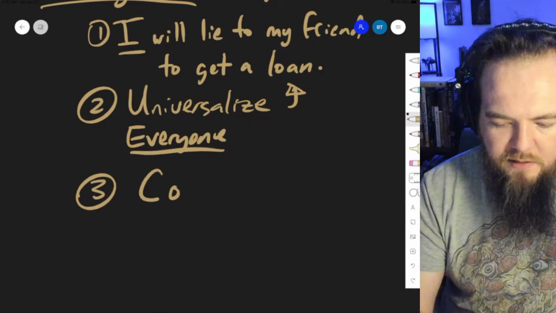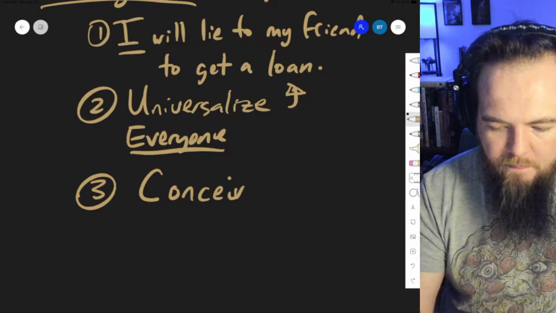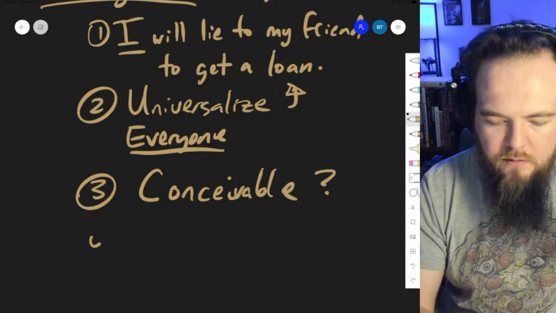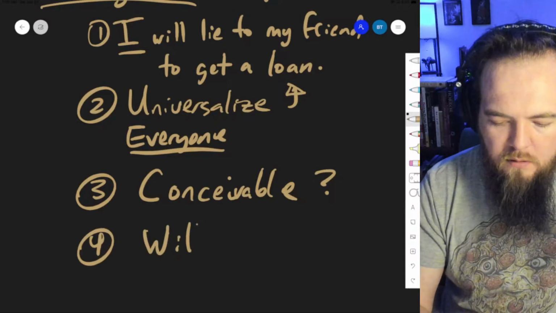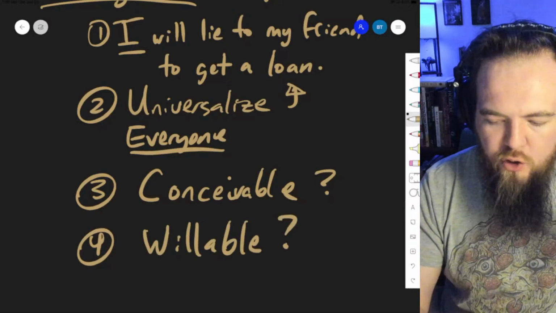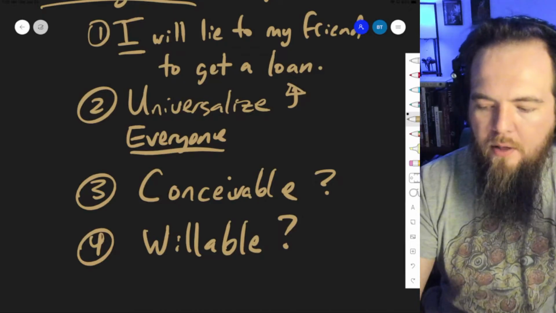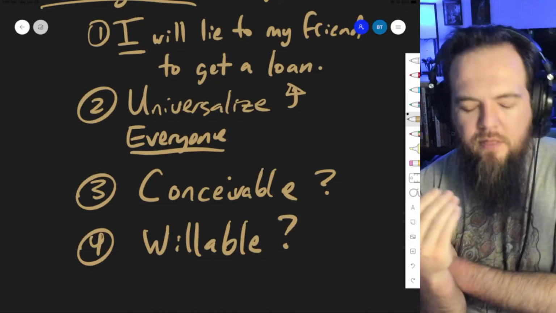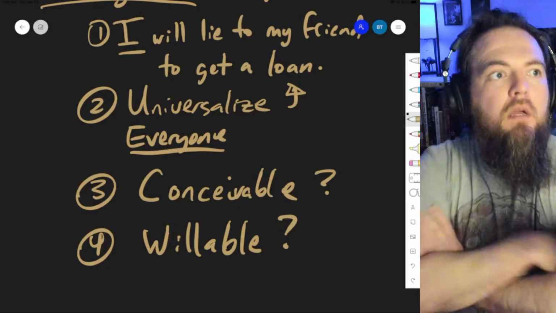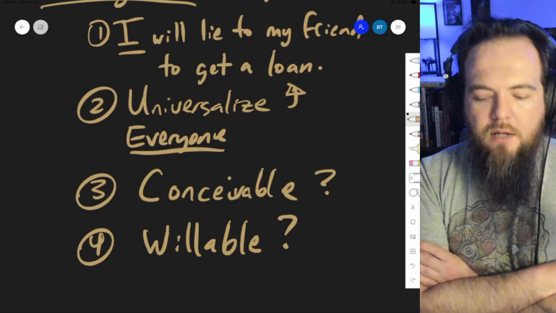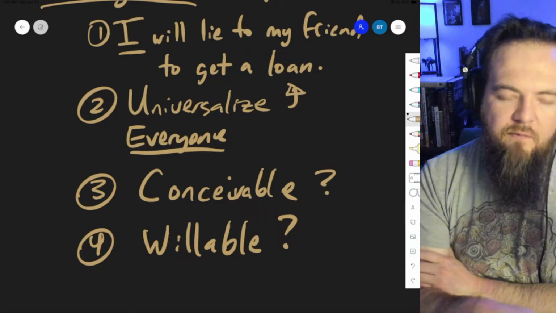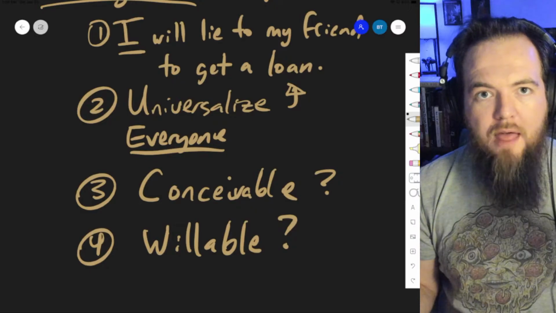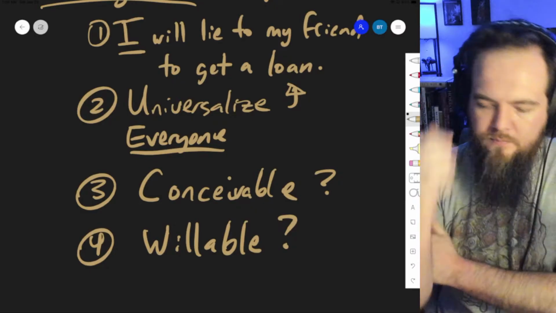The first one is, is this conceivable? Meaning, can you even think about this? And is it willable? Meaning, would you want to live in a world where that sort of thing has happened? Okay, so I'm just going to explain this example very quickly. Kant and Kantians are going to think that this fails at number 3. And if it fails either 3 or 4, you cannot do that thing.